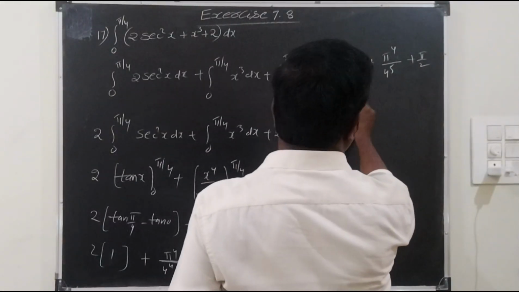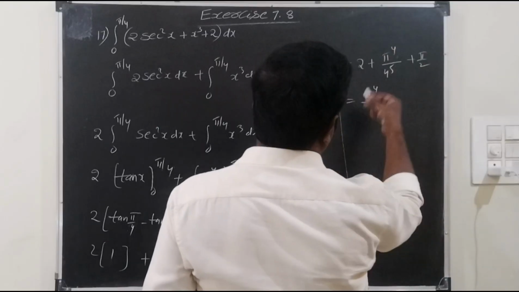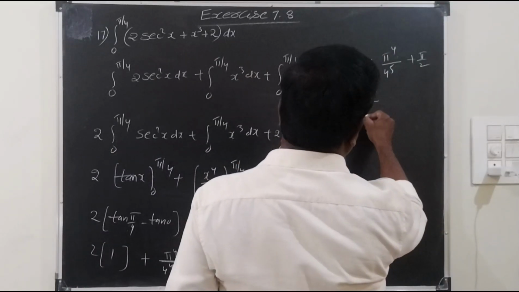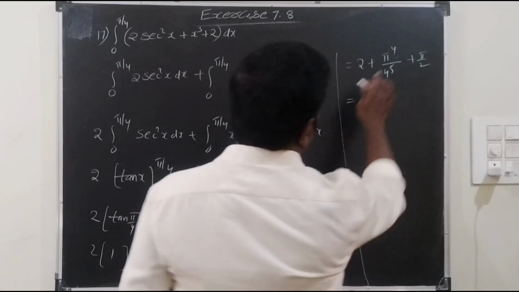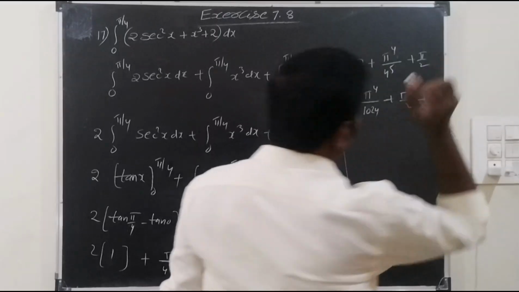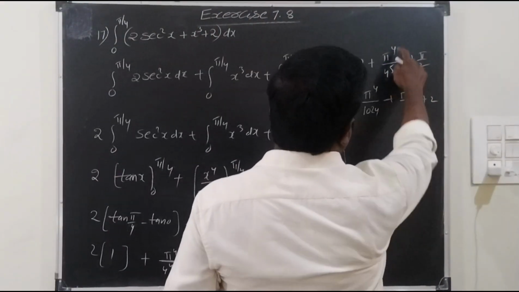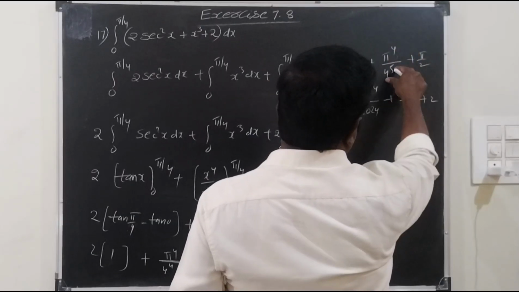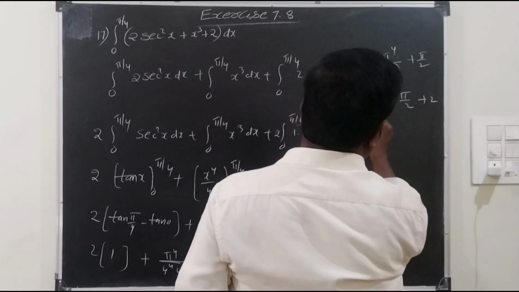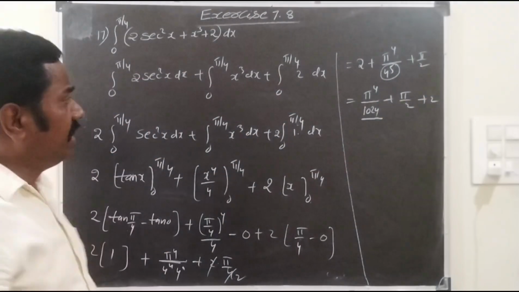Otherwise we can do one more step. Pi by 4 I will write first: pi by 4 by 4 to the power of 5. 4 to the power of 5 means 4 into 4 into 4, 5 times, that gives 1024. Plus pi by 2. We are writing in the order: pi to the power of 4 by 4 power 5, whose value is 1024, plus pi by 2 plus 2. It is the final integral.